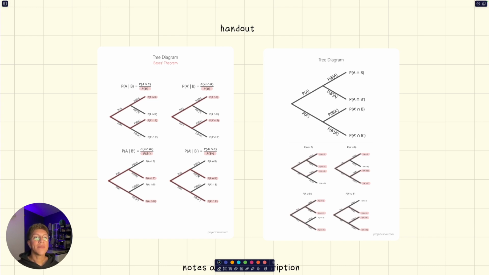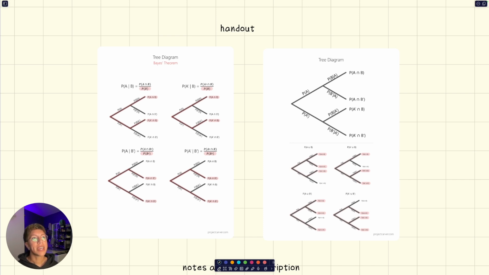Bayes' theorem we'll get into as well at some point, but Bayes' theorem is just changing the order of the events. So if you're in a tree diagram that's oriented with A first and then B after, you can find your conditional probabilities for those as well.